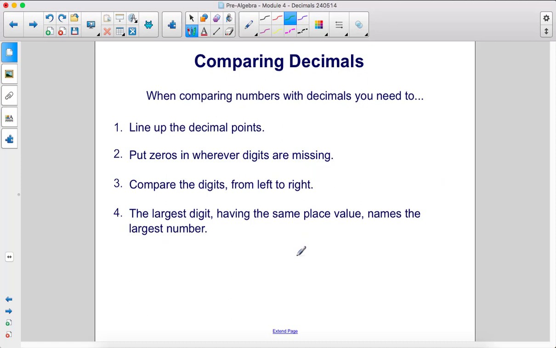When comparing numbers with decimals, you need to line up the decimal points, put zeros in wherever digits are missing, compare the digits from left to right, and the largest digit having the same place value names the largest number.